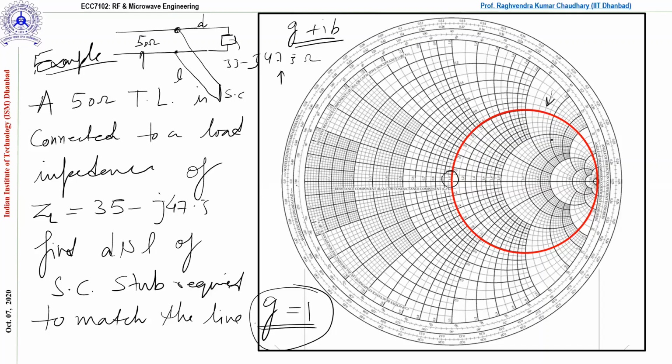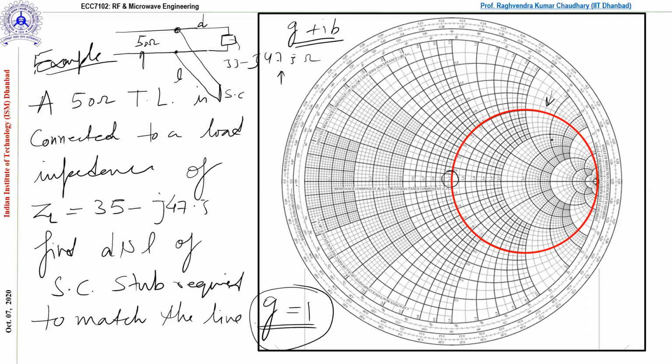So what are the steps? First we need to draw a constant gamma circle. How will you find the constant gamma circle? You need to indicate YL bar, which is the normalized load admittance. Then you have to move in wavelengths towards the generator, because you are at the load side and have to move from the load to the generator. When you move on the constant gamma circle, it will intersect the G equal to 1 circle at two different points.